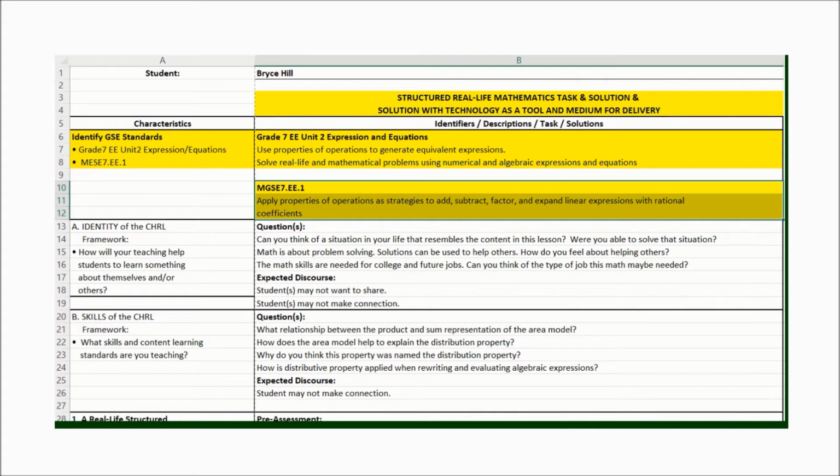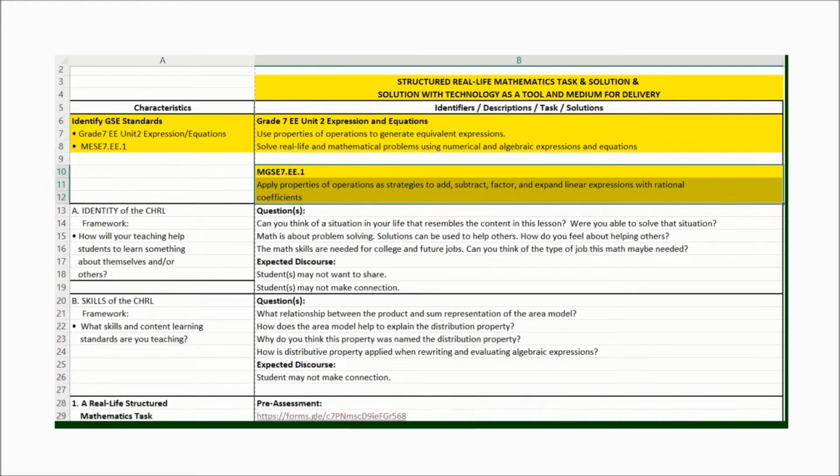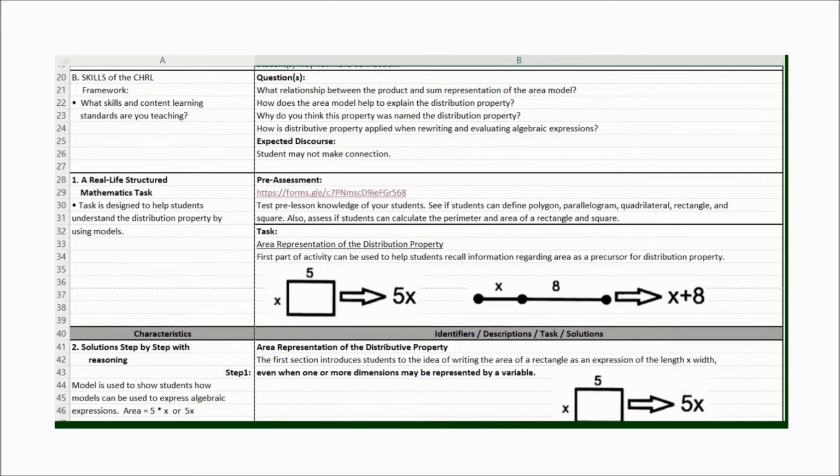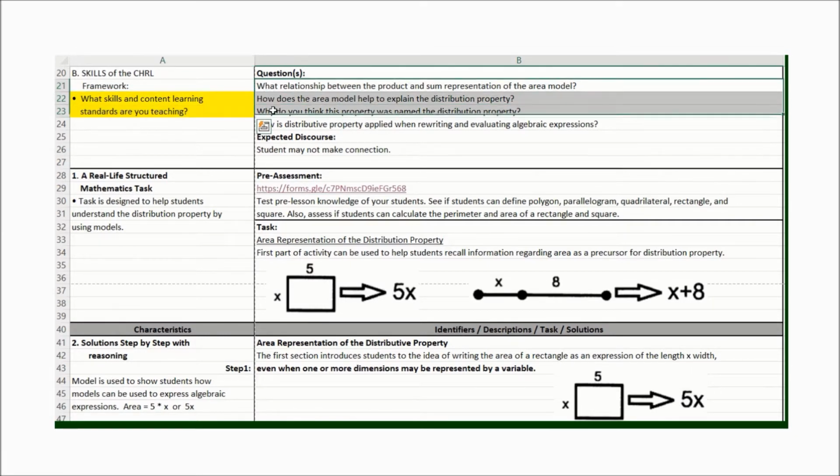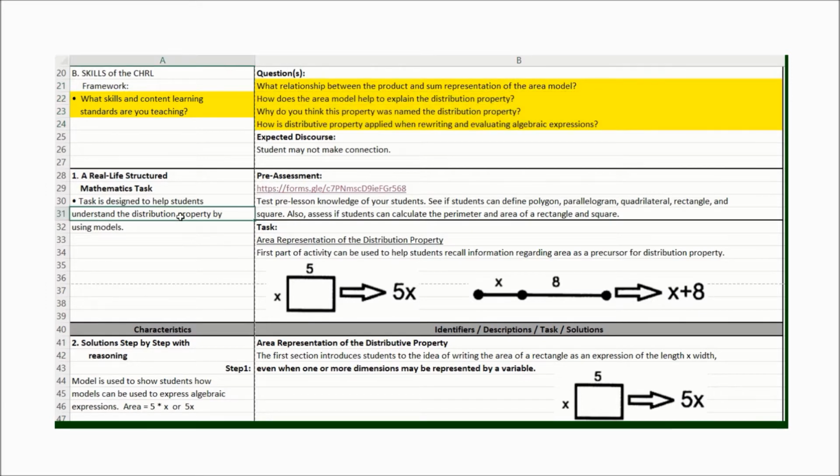The next question was, what are the math concepts used in this task? I scroll down here, and we asked, what skills and content learning standards are you teaching? And we had these questions that we asked our students: what relationships between the product and sum representation of the area model? How does the area model help to explain distribution properties? And we had several other questions.